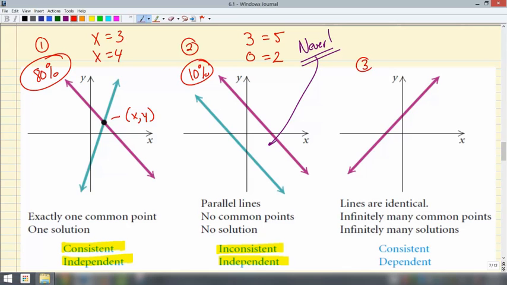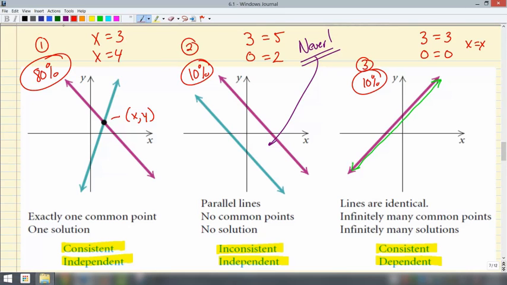The third scenario you can have, which of course happens again 10% of the time, is that you're dealing with the same line. You can't quite see it, but there actually is a blue line underneath this red line. The lines are stacked one right on top of the other. And this is called being consistent and dependent. And so what do these types of solutions look like when you try to solve them? You're solving an equation and you'll get something like 3 equals 3, or 0 equals 0, or x equals x.